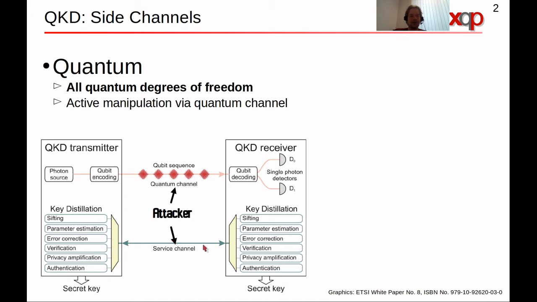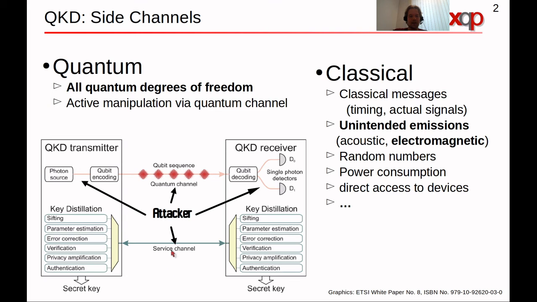This implies that all quantum degrees of freedom for this qubit encoding must be in accordance with the QKD protocol being used, and the devices must be resistant to, for example, light being inserted into the quantum channel. However, there are more side channels possible if we consider that the attacker might have access to emissions from the devices outside of the quantum channel.